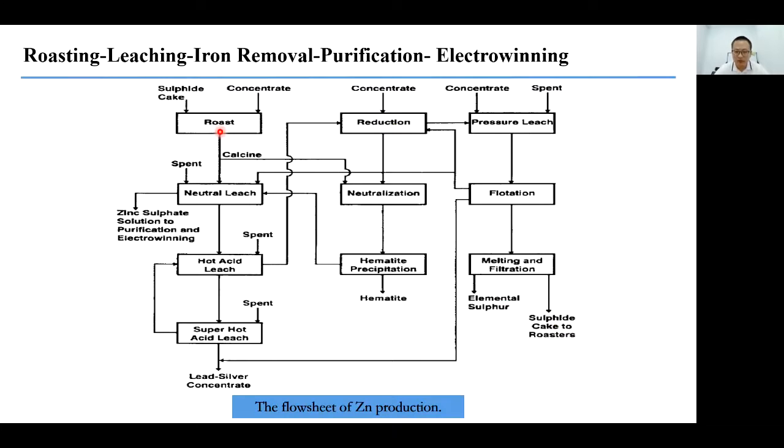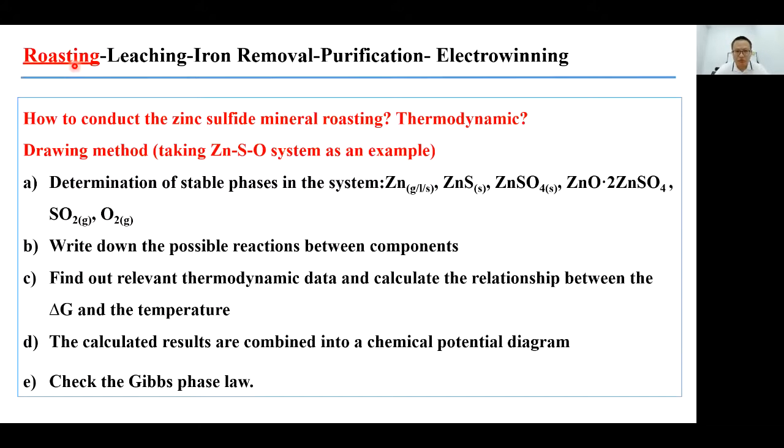So first of all, let's go to the roasting. How to conduct zinc sulfide mineral roasting? Actually, I would like to explain with the same strategy of this course. First of all, we should study it thermodynamically. We should know how zinc sulfide can be treated, or how it converts in the process. So we start with zinc sulfide, and we need to remove the sulfur from the concentrate. So oxygen will be used.